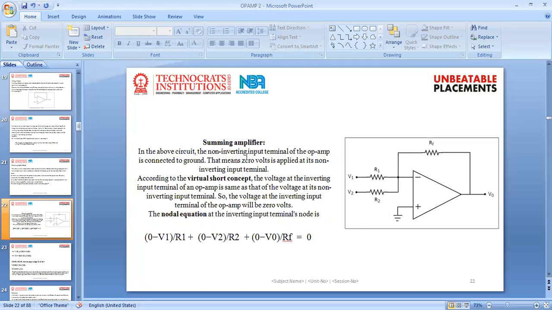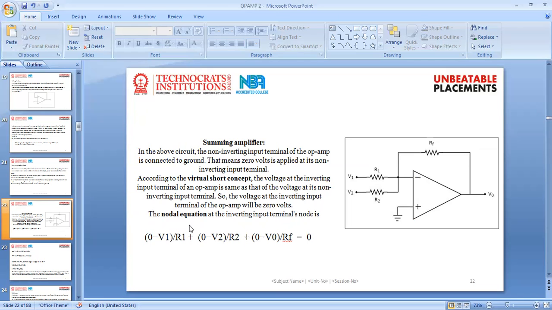In the above circuit, the non-inverting input terminal of the op-amp is connected to the ground. That means 0 voltage is applied to its non-inverting input terminal. According to the virtual short concept, the voltage at the inverting input terminal of an op-amp is the same as the voltage at the non-inverting input terminal. So the voltage at the inverting input terminal of the op-amp will be 0 volts.